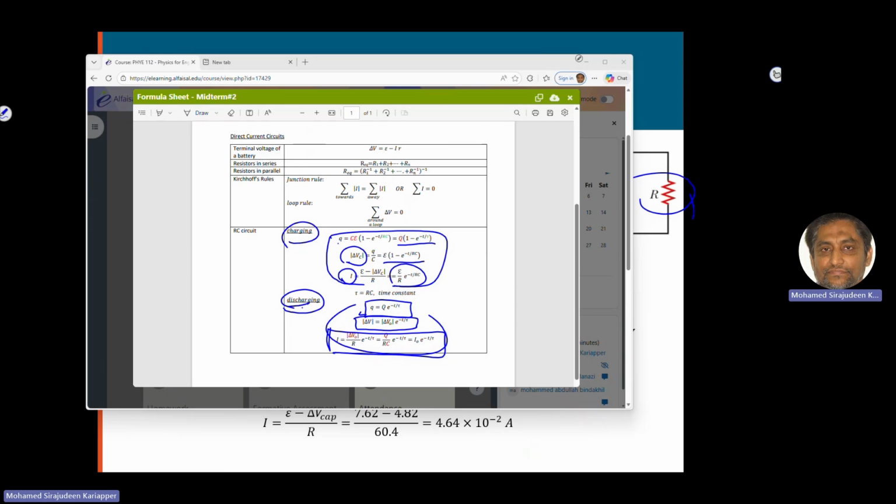Which equation should I pick? The question is asking us to find the current, and it is discharging, not charging. So I should pick this equation, right? So you don't have to derive it, you just have the equation, you just use it.